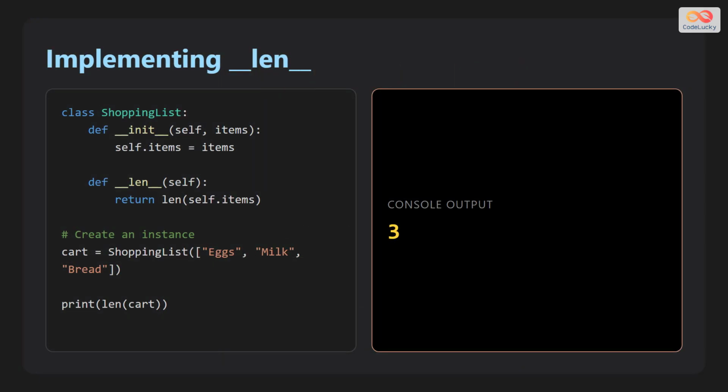Here we have a shopping list class that wraps a list of items. By implementing the len magic method and returning the length of our internal list, we can now use the standard len function on our shopping list instance directly, just like we would with a standard list or string.